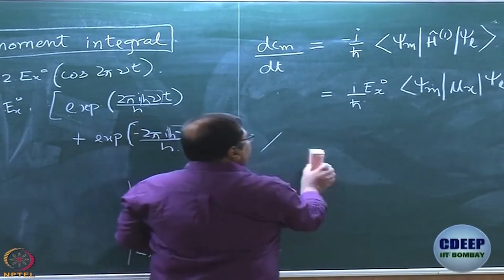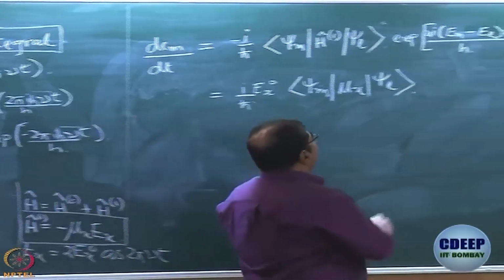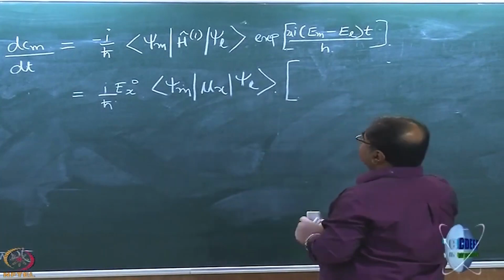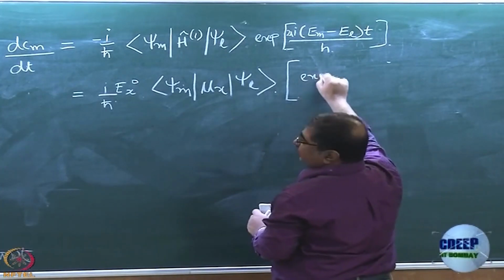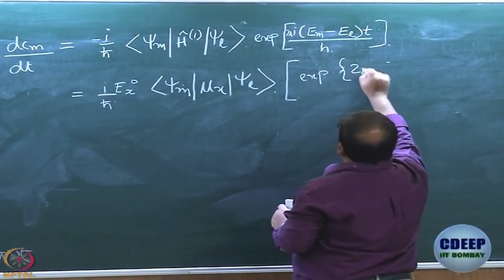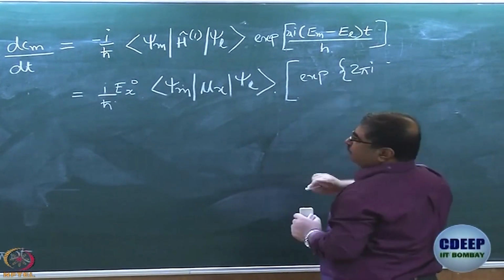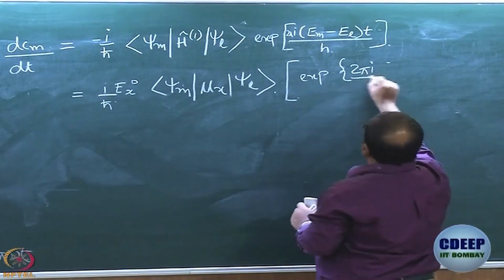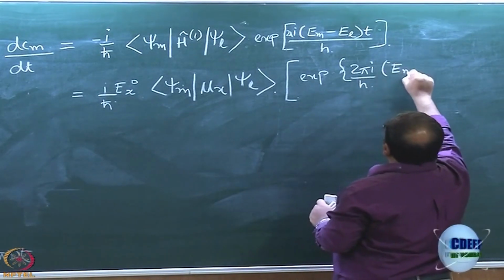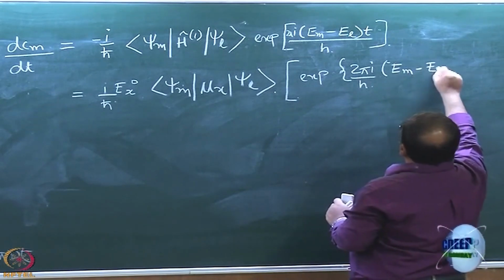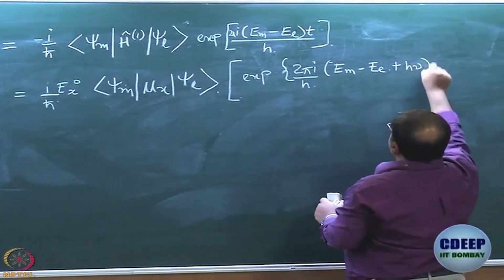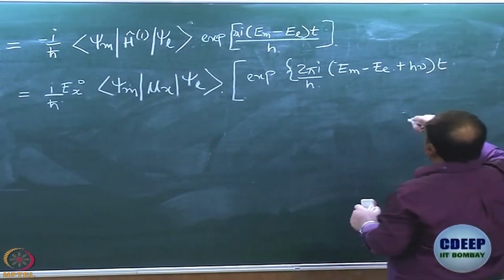Great. So, this is your transition moment integral, fine, multiplied by, now I have two exponential terms, right. First one is exponential 2 pi i by h Em minus El, what do I do, plus h nu, right, h nu multiplied by t.